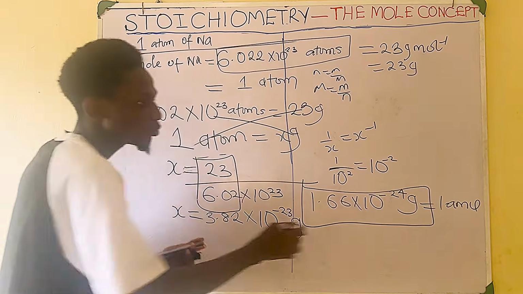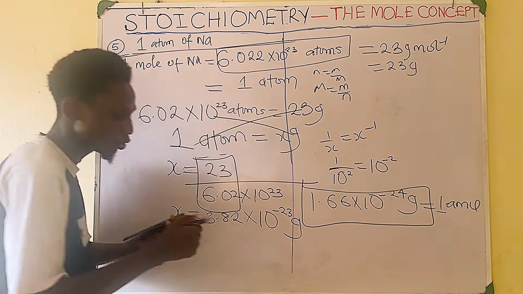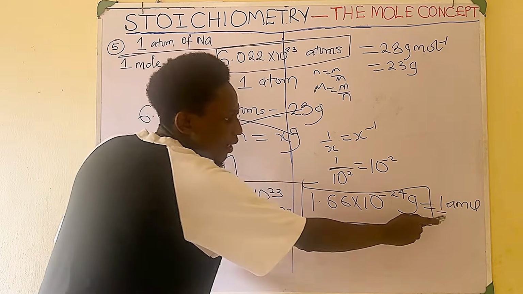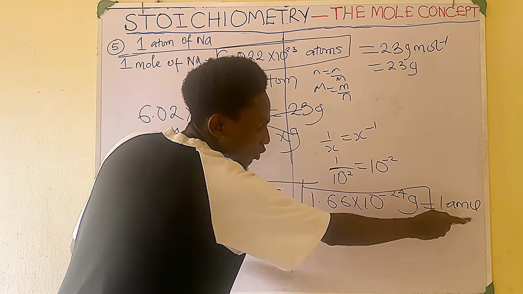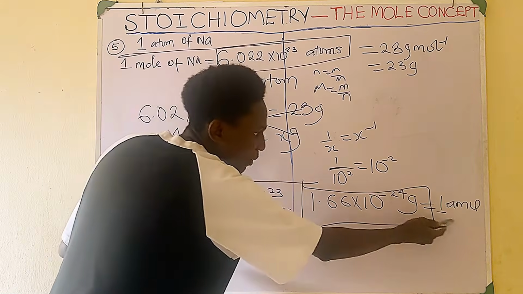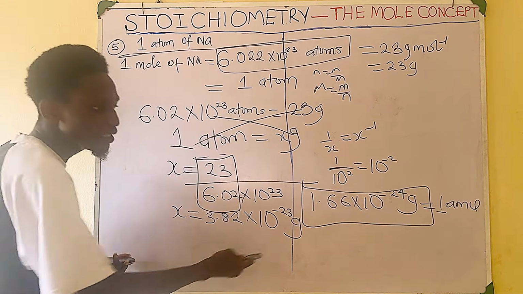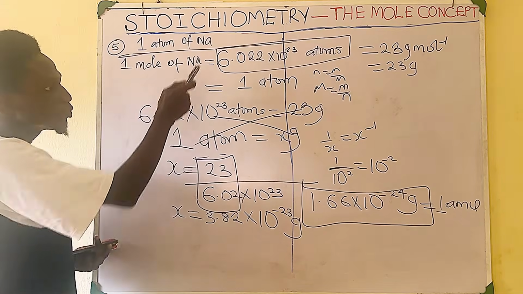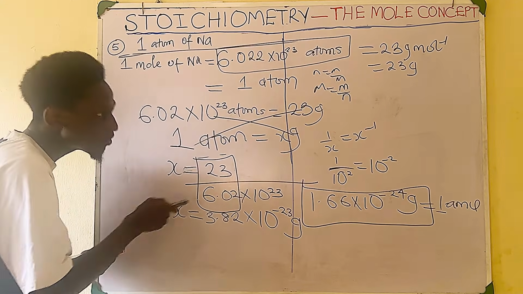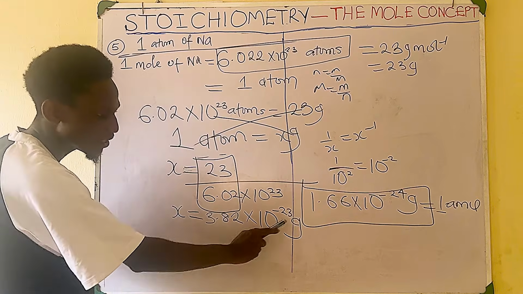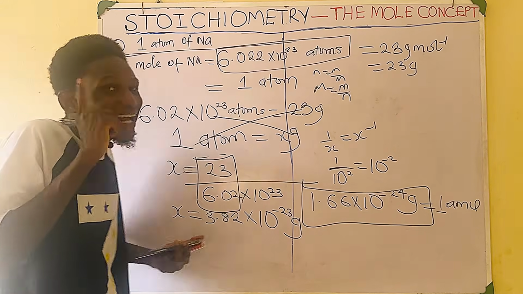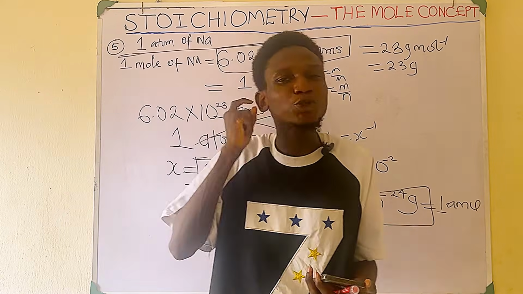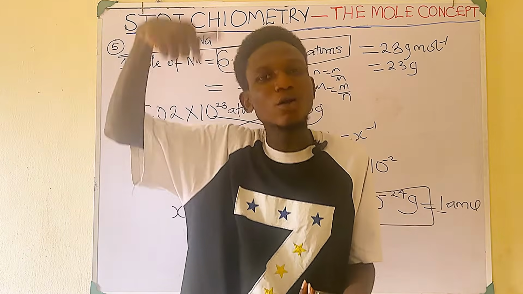Hydrogen has a relative atomic mass of 1, and its molar mass is 1 atomic mass unit, or 1 gram per mole. So you see now, 1 equals this value. Now sodium is 23. 23 grams per mole is giving us 3.82 times 10 power minus 23 grams for 1 atom. But your questions usually add a statement, 1 mole.